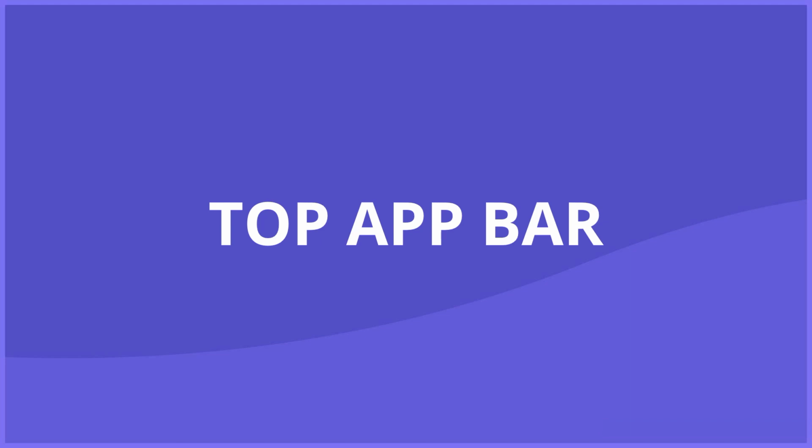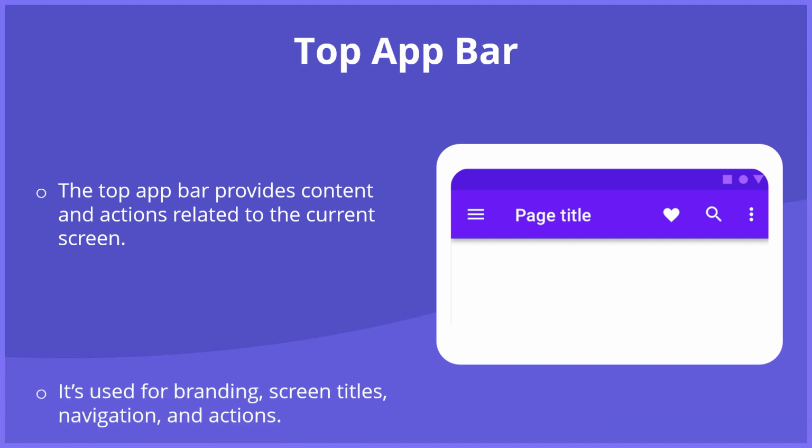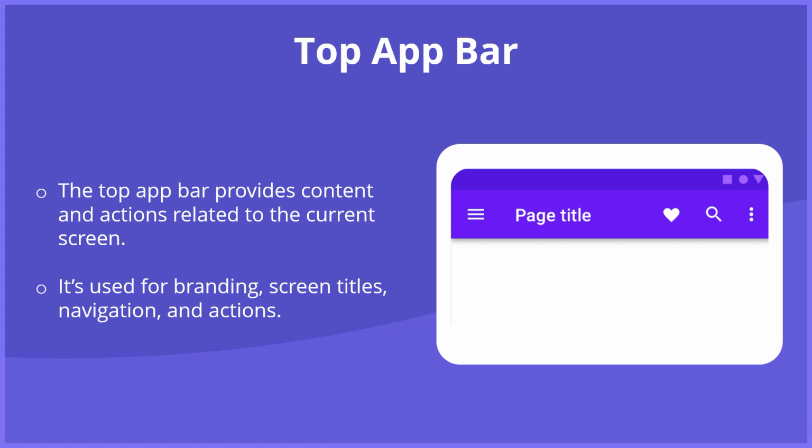First, let's talk briefly about the top app bar. The top app bar provides content and actions related to the current screen. It is also known as Action Bar. It's used for branding, screen titles, navigation, and actions. Let's look at its anatomy.